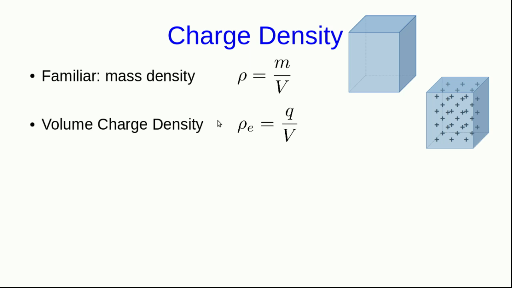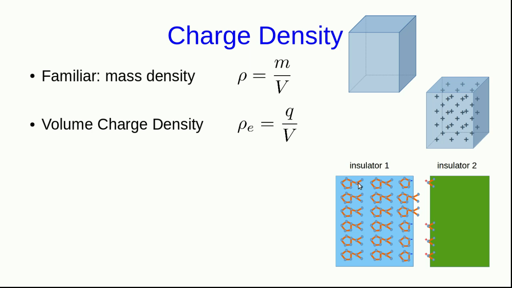And we'll use the symbol rho sub E for it, just like we often use the symbol rho for mass density. Note, this is not a P. This is the Greek letter rho.